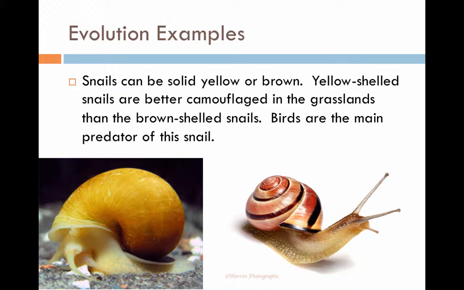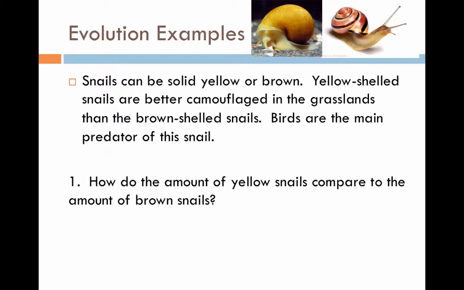Here's your first evolution example. Snails can be solid yellow or brown. Yellow-shelled snails are better camouflaged in the grasslands than brown-shelled snails. Birds are the main predator of this snail. So here's your question. How do the amount of yellow snails compare to the amount of brown snails? Well, remember that birds are eating the snails, and the yellow snails are more camouflaged and therefore would be harder for the birds to see. So I think the brown snails will be eaten and the yellow snails will survive.